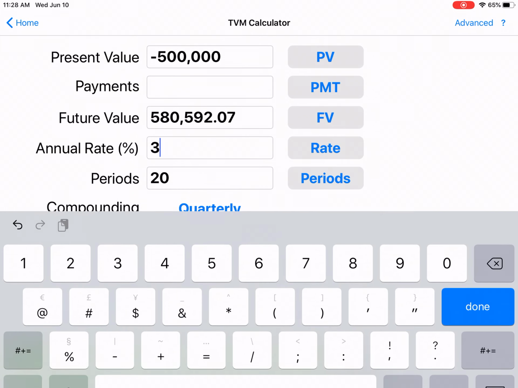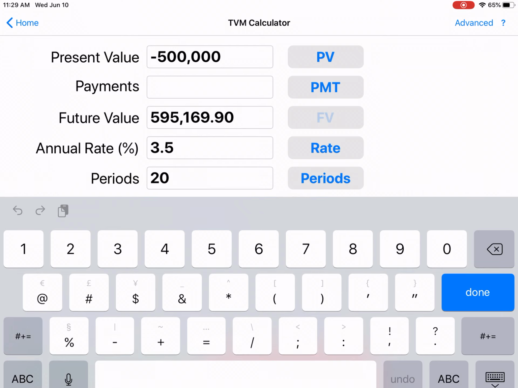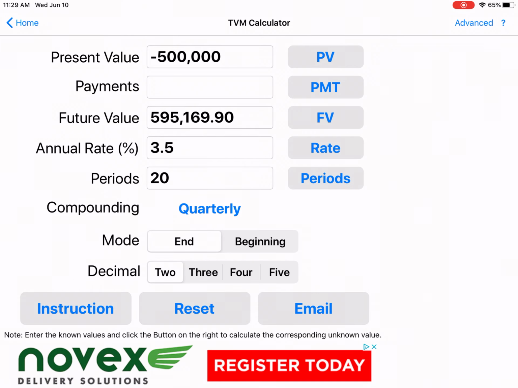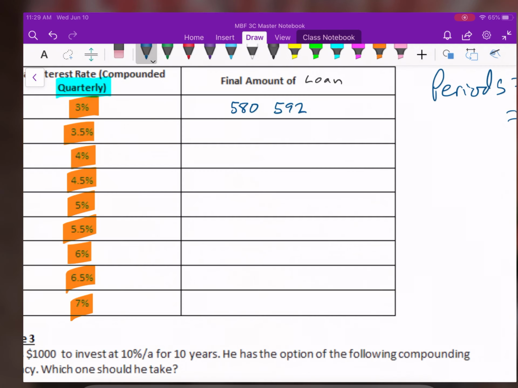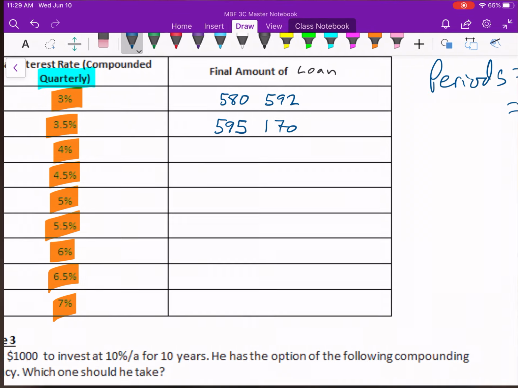So the next one was what happens if we change the rate to 3.5%. This is bad in this case because you're borrowing money. You want a low rate when you're borrowing it. So as we increase the rate, the future value is going to go up, and we don't want that since we're paying this. $595,169. Basically, a 0.5% interest rate increase just jumped up the overall amount we have to pay by $15,000. Not nice. Let's change it to 4% and see what we get.